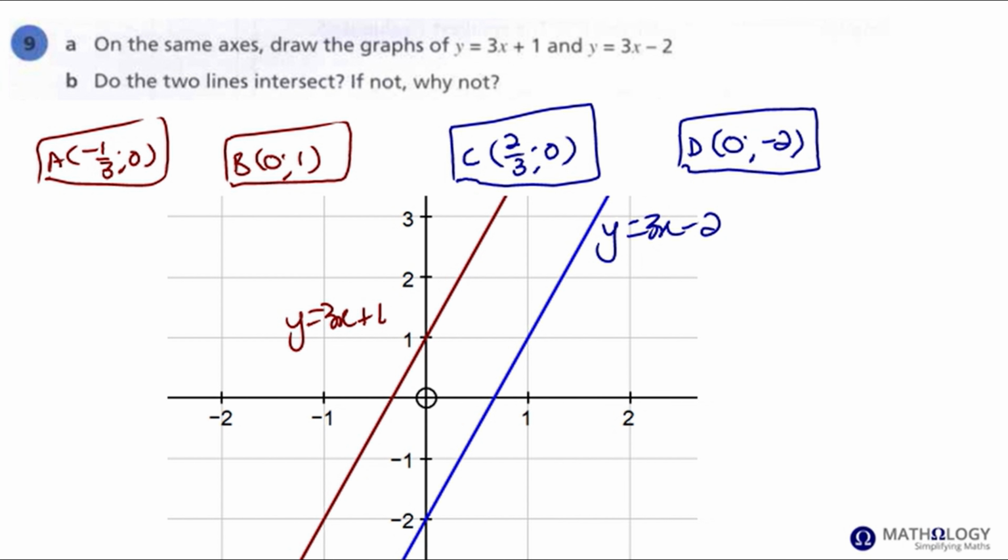both of these functions are in y equals mx plus c form. And as done previously, to find the gradient of a line, we write the linear function in standard form, y equals mx plus c form. So the gradient of the first line is 3, and the gradient of the second line is also 3. These lines are parallel precisely because their gradients are equal.